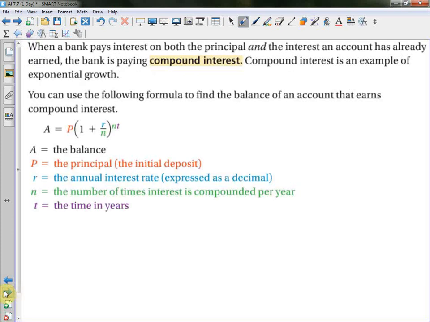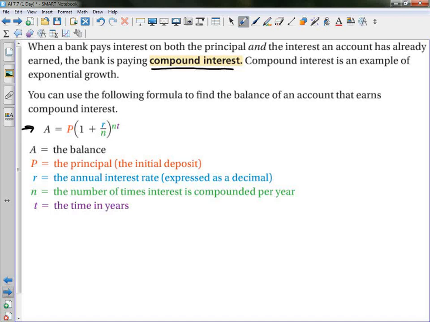All right, now another type of population that we could talk about is money. And in banks, we have interest paid. And so we're going to learn how to do compound interest. And that's a type of exponential growth. The formula is right here. A is equal to P times (1 plus R over N) to the N times T power.